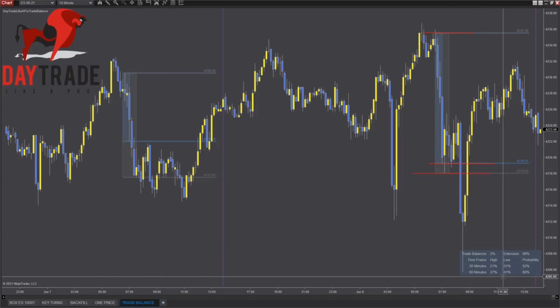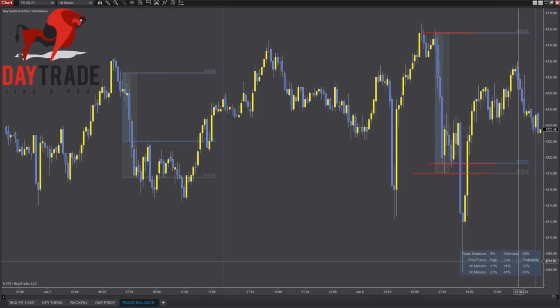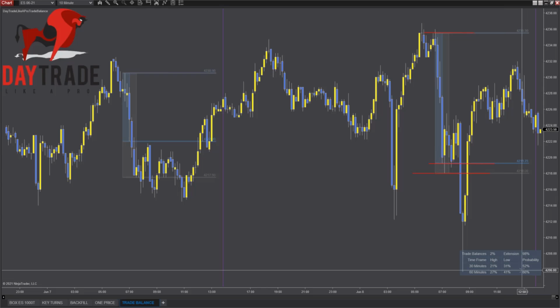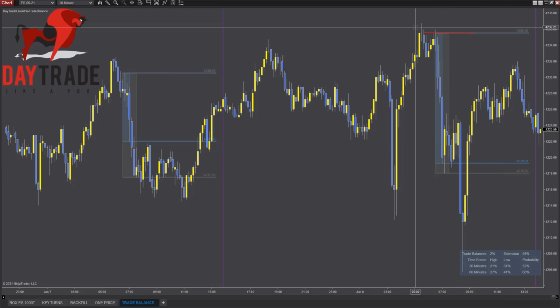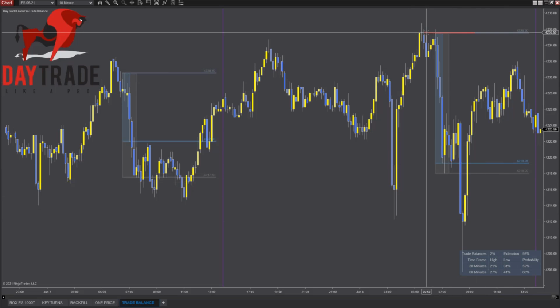And you can see that 52% of the time you're going to trade outside of this. You're going to trade outside of that 98% of the time. So the market almost never trades inside of that range of the first 30 minutes to an hour.